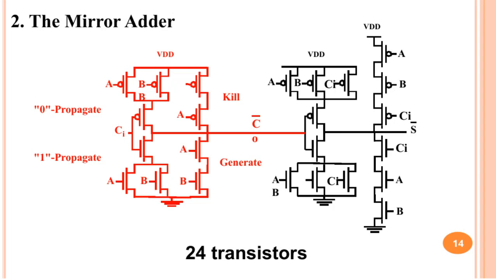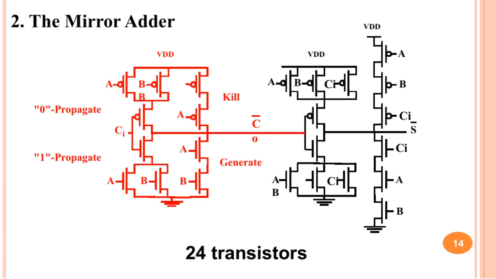Here we're looking at the mirror adder, a fundamental circuit used for binary addition. The key elements include inputs A, B, and the carry-in CI, as well as the power supply VDD. The circuit generates some output S and carry-out COUT. An important concept here is the way the adder handles the propagate and generate signals. The generate signal indicates when a carry will be produced regardless of the carry-in, while the propagate signals, labeled as 1 propagate and 0 propagate, determine whether the carry-in will be passed along.